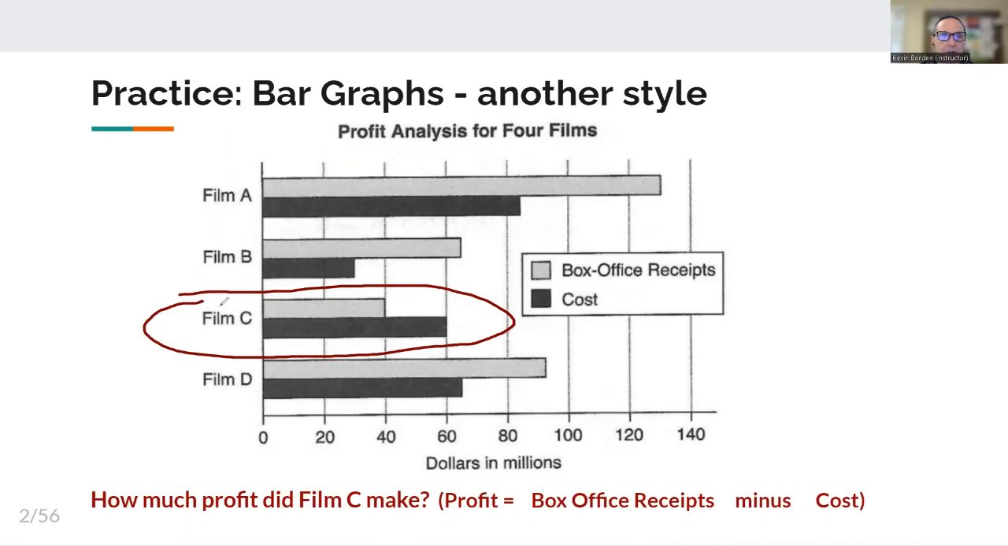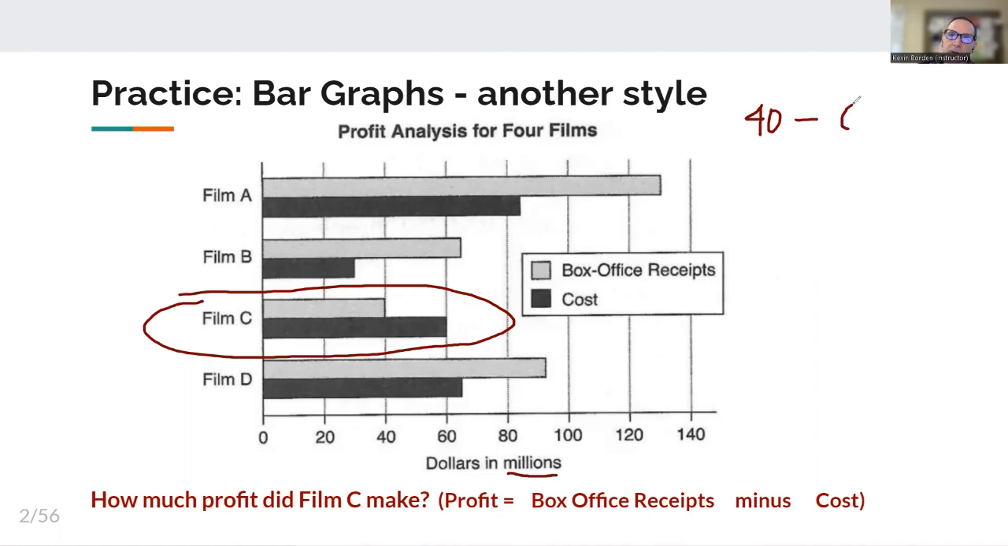We're not interested in the other films. And it says profit equals box office receipts minus costs. Box office receipts look like they were 40. And let's note here, it's $40 million, but we're just going to use the number 40. That's our box office receipts. And we are going to subtract off the cost of making the movie. It looks like the cost of making the movie was $60 million.